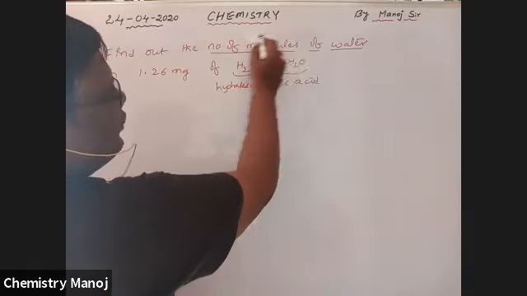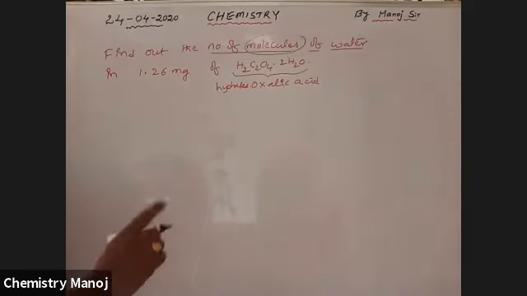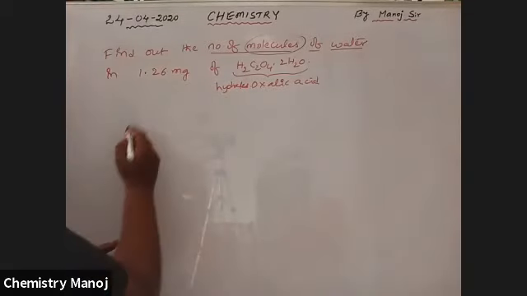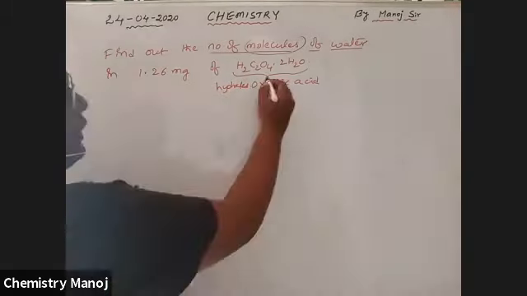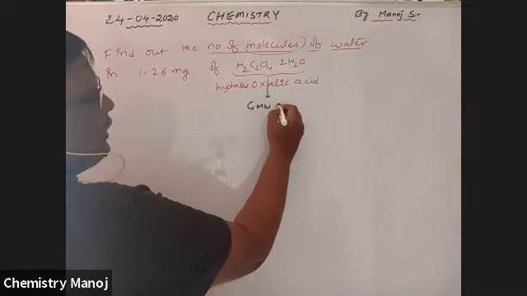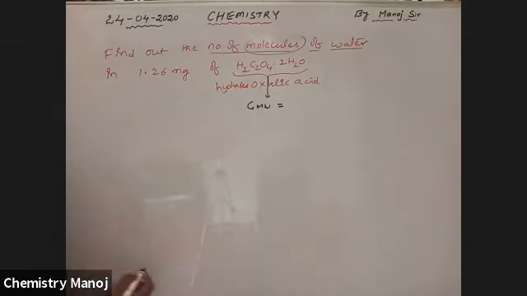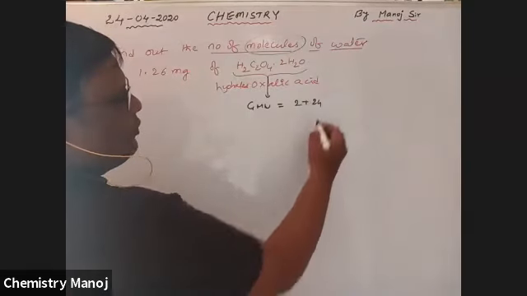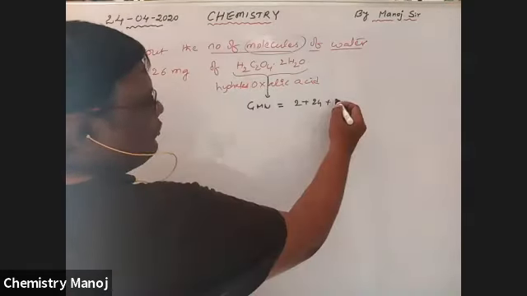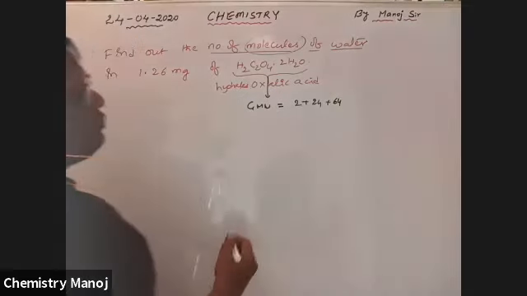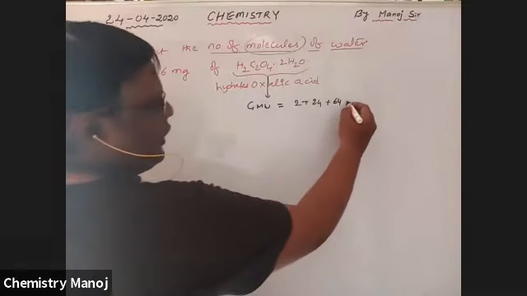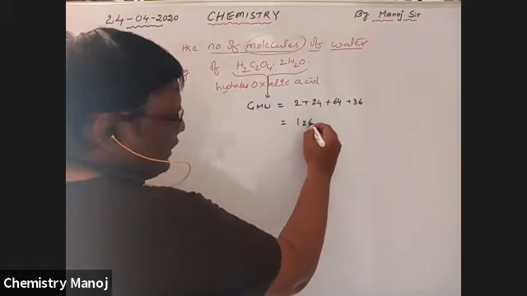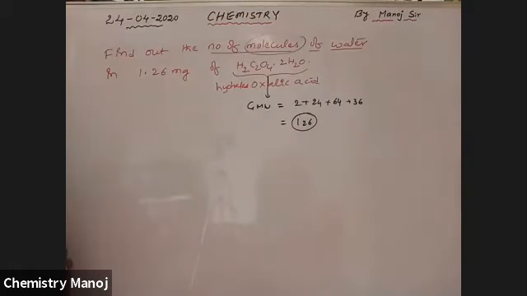You want to calculate molecules. Molecules means small n into capital N. First of all, calculate the number of moles. So now, what is the molecular weight? Gram molecular weight of this substance: hydrogen 2, carbon 24, oxygen 4 into 16 is 64. Each water has 18, so 2 into 18 is 36. Altogether it gives 126.